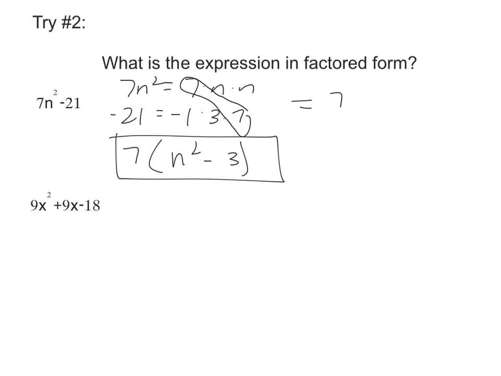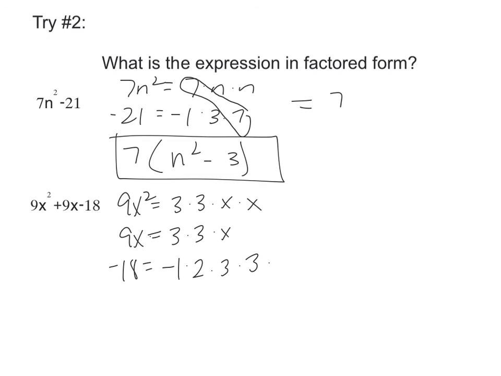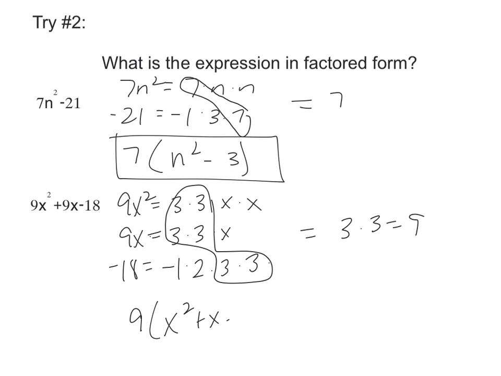The next one, 9x squared. If I break down 9x squared, that's 3, 3x, and x. 9x is 3, 3, and x. And then negative 18 is negative 1, 2, and 9, and then 3 and 3. Okay, they both share 2 sets of 3's, and that's it. So 2 sets of 3's, remember, is 3 times 3, which is 9. So I can factor out a 9 from the first one, and what's left over is x squared plus x minus 2.